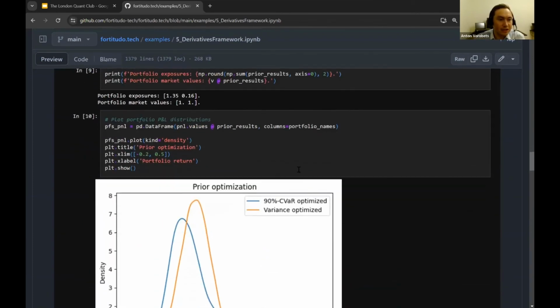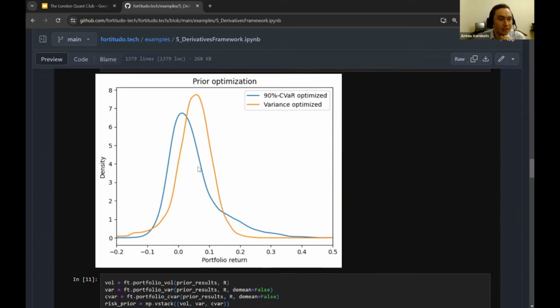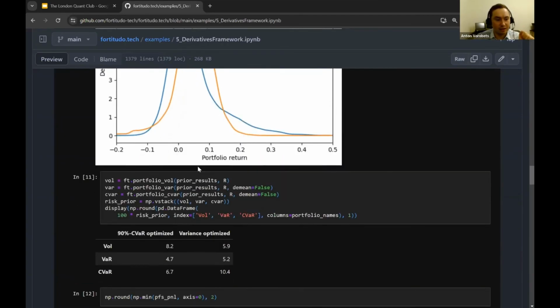But more interestingly is to look at the P&L distributions for these portfolios. Here you see the blue curve. This is the P&L distribution of the 90% CVaR optimized portfolio, where you can see that the probability of experiencing large losses is significantly lower than when you do variance optimization. You also see that the probability of experiencing significant gains is also much higher for the CVaR portfolio. And you should remember that even though these distributions look quite different, the expected return on both of them is 5%. So this is the optimization just with the prior simulation.